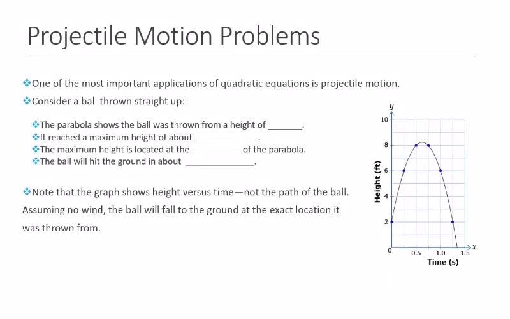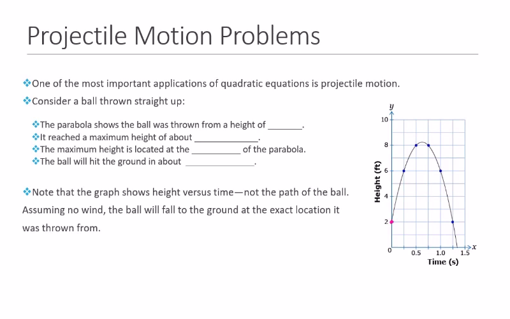All right, so here's a projectile motion problem. We've talked about this before, but definitely one of the most common and useful applications. It says, consider a ball is thrown straight up. The parabola shows that the ball was thrown from a height of, so where did it start? This is where our y-intercept comes in.